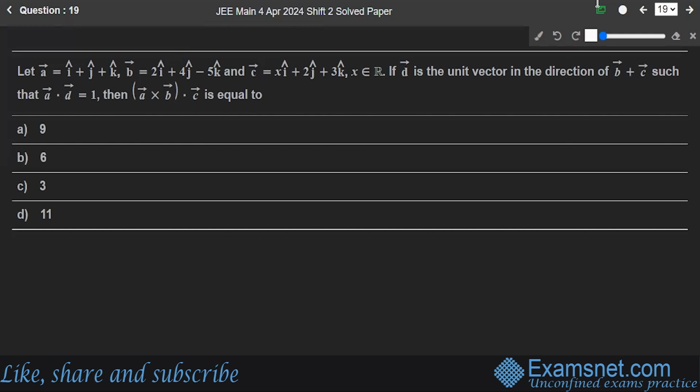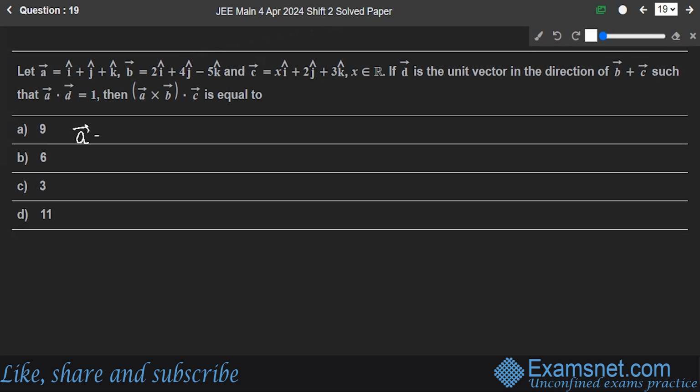Question number 19: let A be given by this vector, B is this, C is this, where x belongs to the real numbers. D is a unit vector in the direction of B plus C such that the dot product of A and D is equal to 1. Then you have to find the cross product of A and B with the dot product of C. Okay, let's write down the three vectors.